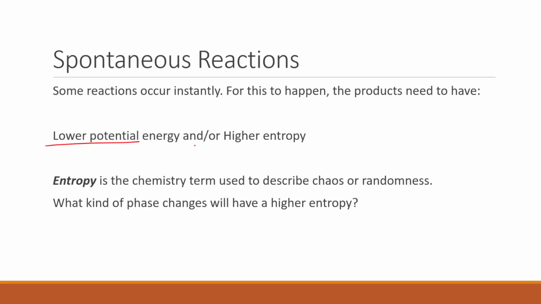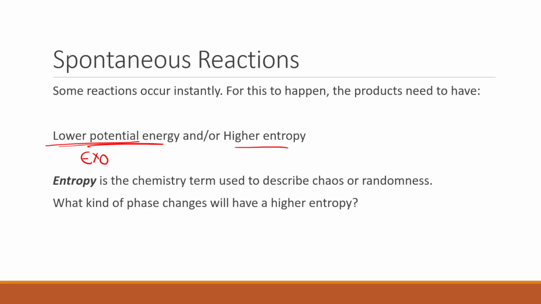So sometimes the entropy plays a factor, sometimes it doesn't. Sometimes potential energy plays a factor, sometimes it doesn't, right? We're looking for these 2 things to happen. Lower potential energy for the products means we're looking for an exothermic reaction. Right? That's just a fact.